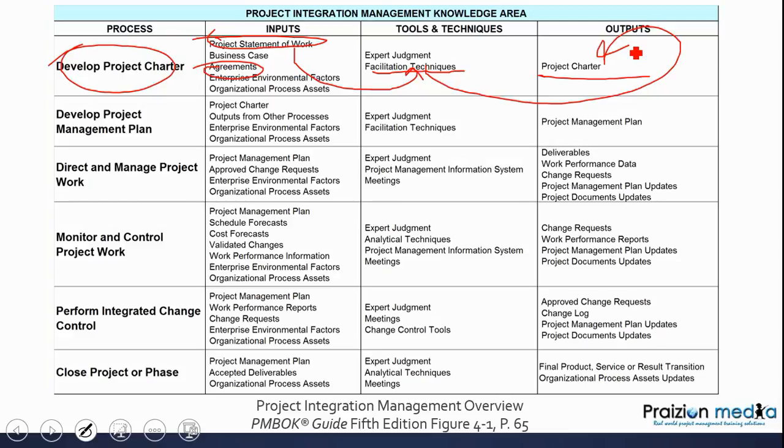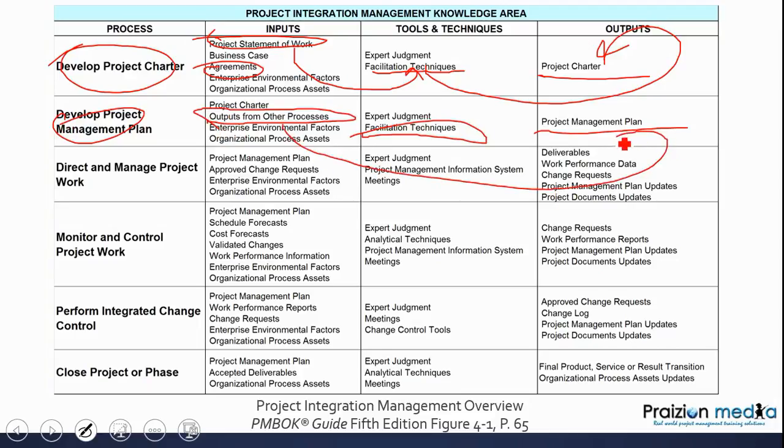Develop Project Management Plan, this one, the main goal is to come up with the project management plan. Again, facilitation techniques is used. The meeting of the minds, different people participate in this because this contains outputs from other processes. You see, these outputs from other processes are going to be collated into that project management plan. The project management plan is a collection of several subsidiary plans, and as you move along the project, several project management plan updates, which are encapsulated in this outputs from other processes.